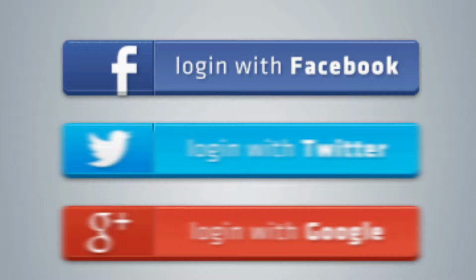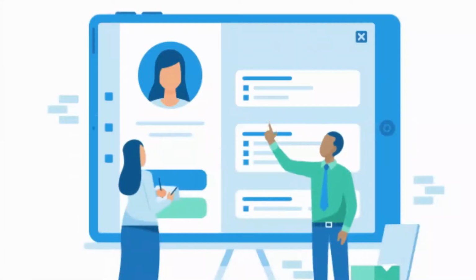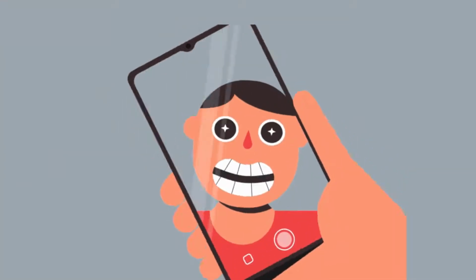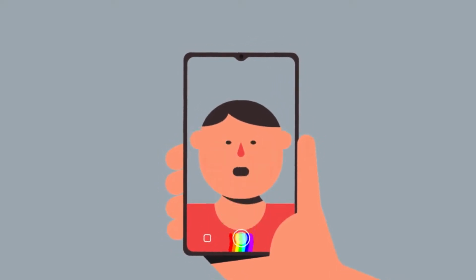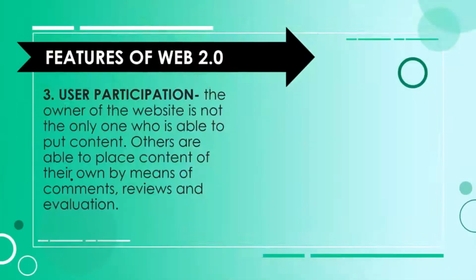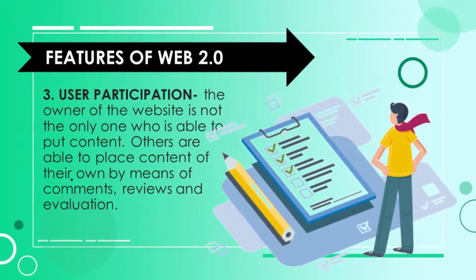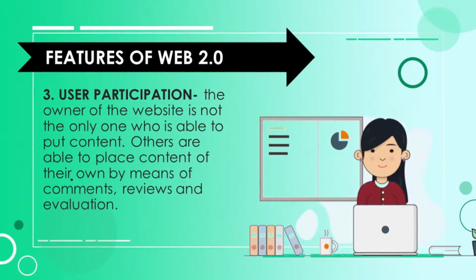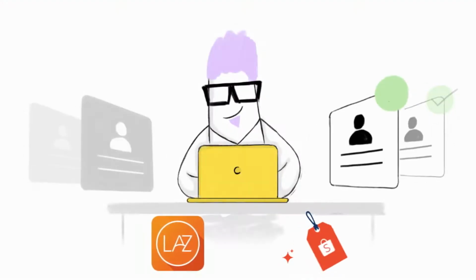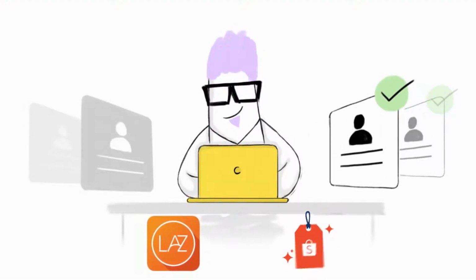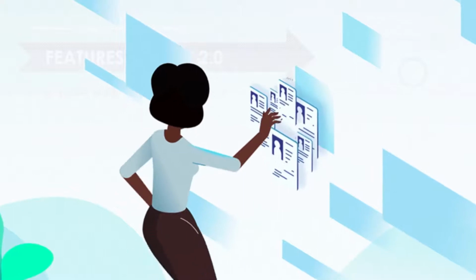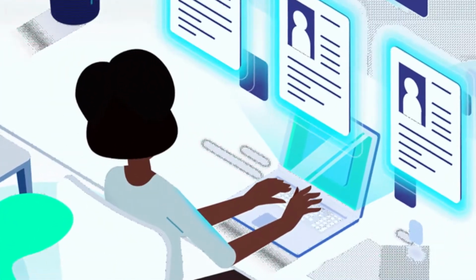data or basic information. Pwede ka rin magpalit-palit ng profile gaano mo man kadaming beses gustuin. Third, user participation. The owner of the website is not the only one who is able to put content. Others are able to place content of their own by means of comments, review, and evaluation. The suitable example for this would be lazada.com or shopee.com, where you can easily sell or buy essential products. Pwede ka rin mag-comment or mag-post ng review tungkol sa product na nabili mo.